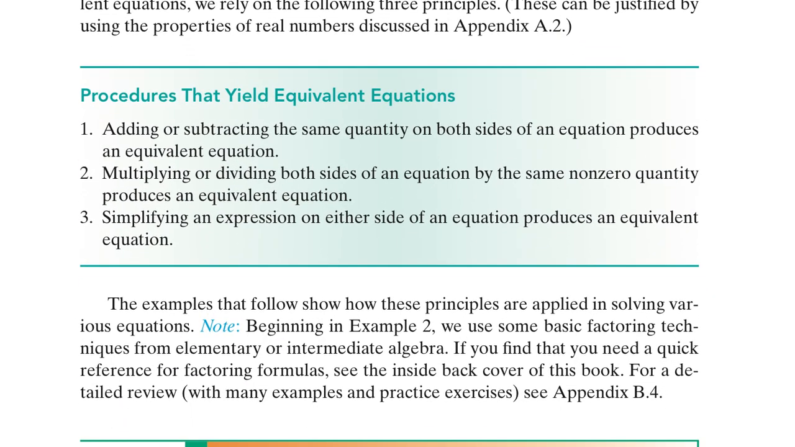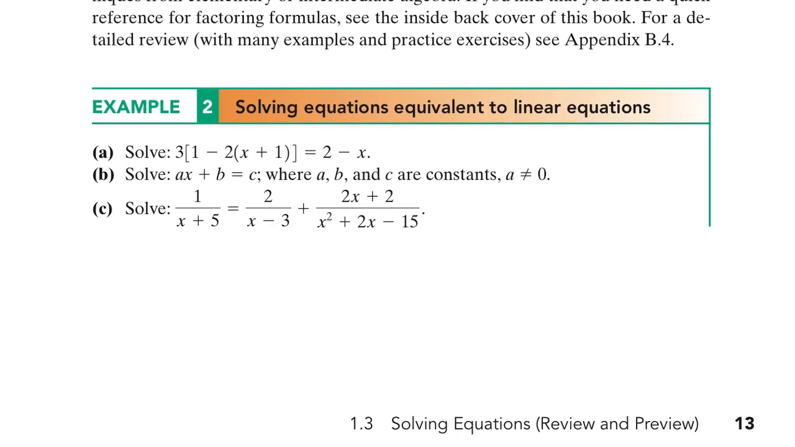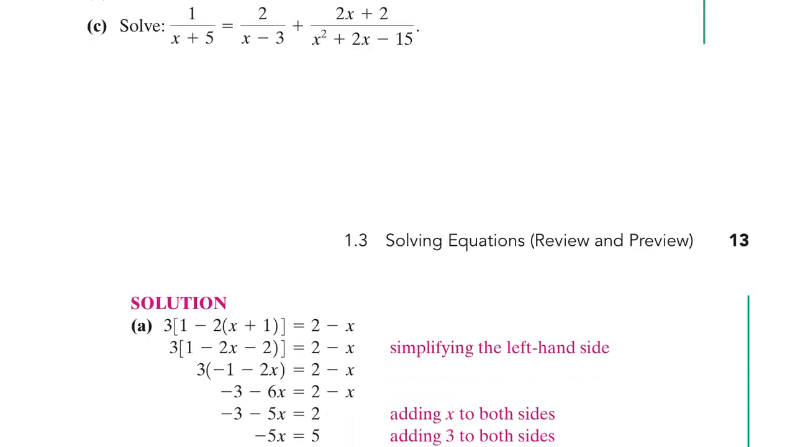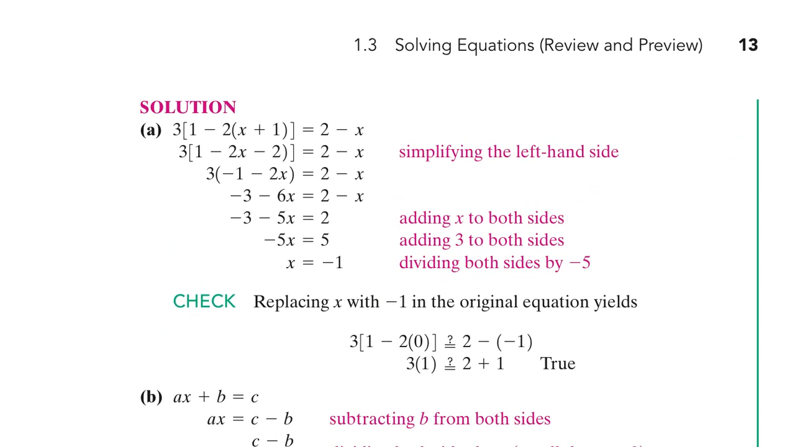All right, so we have elements here. This is such old hat. You can add or subtract on both sides, multiply or divide on both sides. Simplify an expression on either side, and the equation produces the same thing. I'm just flying through this. This should be pretty easy, and they show you that solution down here.